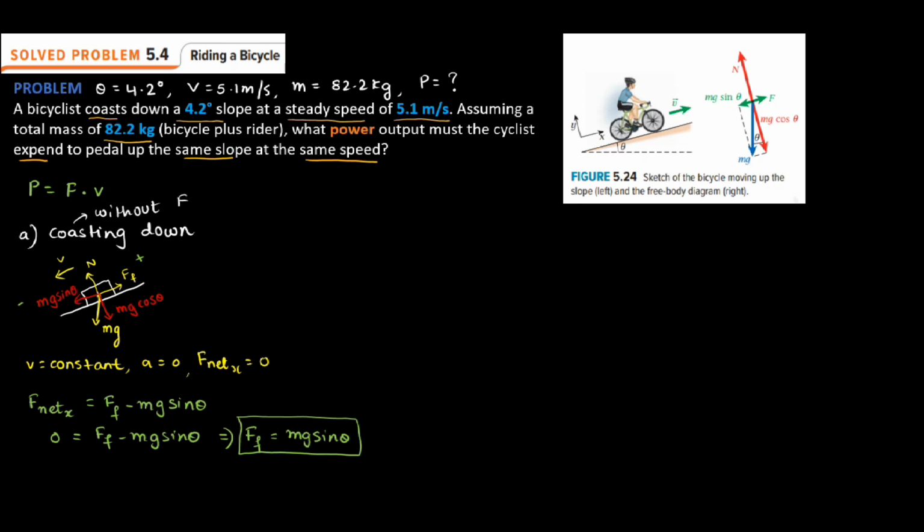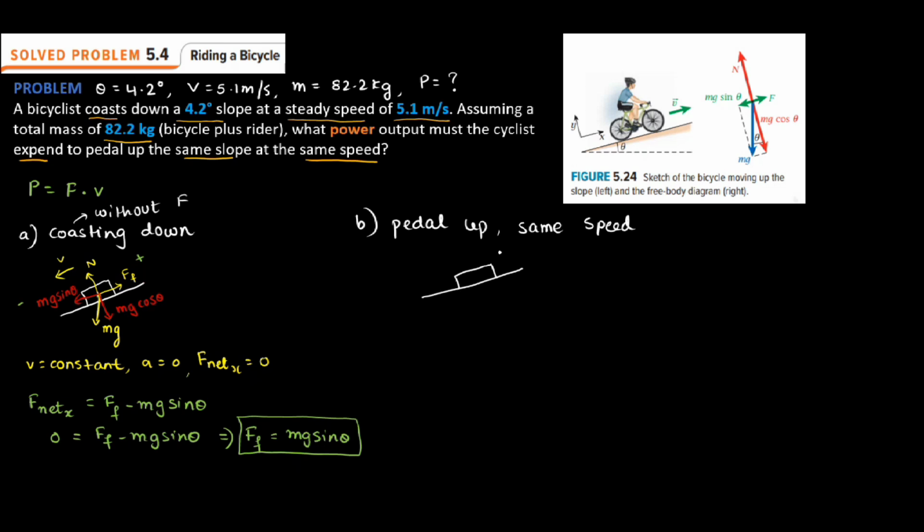So from the first part of the question, where the bicyclist was coasting down, I determined my force of friction. And this expression for the force of friction I can use in the second part when I'm analyzing the forces acting on the cyclist when he is going up. So let's start discussing the second part. In the second part, the cyclist must pedal up, and he must pedal up with the same steady speed. And we are going to analyze the forces acting on the cyclist when he is going up.